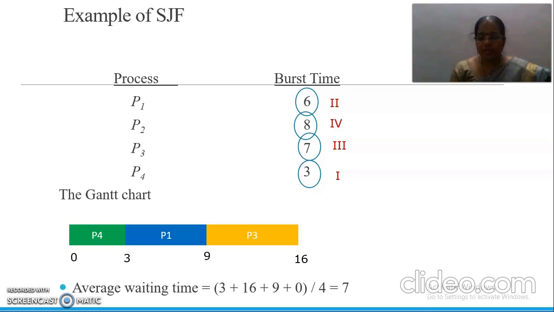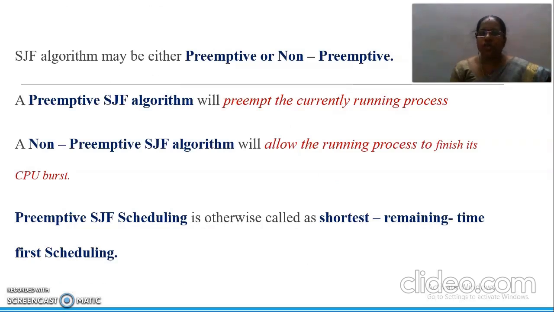The average waiting time is found when we sum up all the waiting times and divide by the number of processes, which is 4, and it gives 7. So this is the example for shortest job first. This kind of algorithm may be either preemptive or non-preemptive. If it is preemptive, it will preempt the currently running process. If it is non-preemptive SJF, it will allow the running process to finish its CPU burst. Preemptive SJF scheduling is otherwise called shortest remaining time first scheduling.